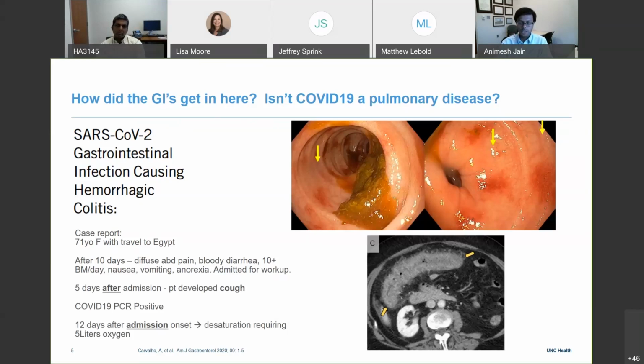Interestingly, 5 days into her admission, which was well over a week or 10 days after the onset of GI symptoms, she developed a cough. This prompted a COVID-19 test, which was positive. So she had a prolonged course of quite intense GI symptoms before she developed any pulmonary symptoms. 12 days into her admission, a long time after the onset of GI symptoms, she actually developed desaturation requiring a high amount of supplemental oxygen. The patient was eventually discharged home and did well.